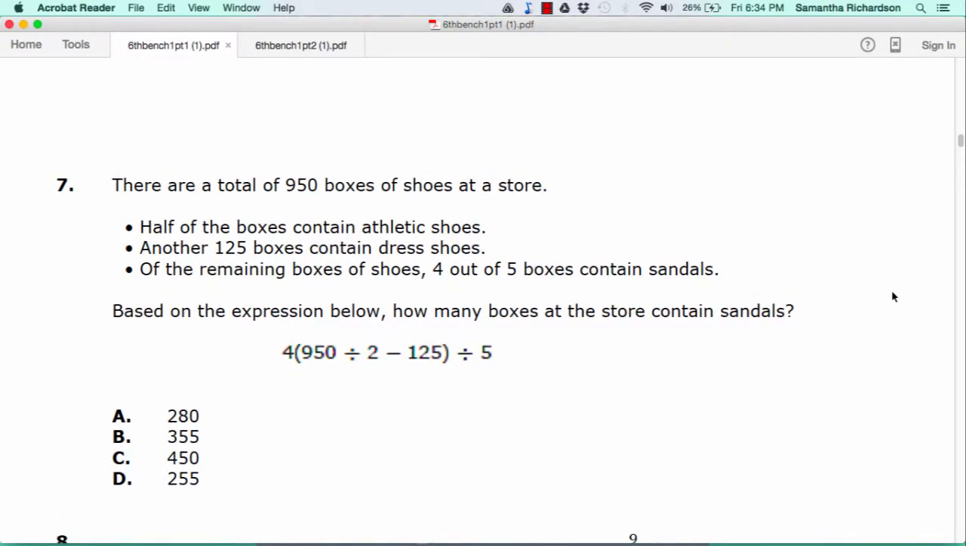Number 7. There are a total of 950 boxes of shoes at a store. Half of the boxes contain athletic shoes. Another 125 boxes contain dress shoes. Of the remaining boxes of shoes, 4 out of 5 boxes contain sandals. Based on the expression below, how many boxes at the store contain sandals? A. 280. B. 355. C. 450. D. 255.